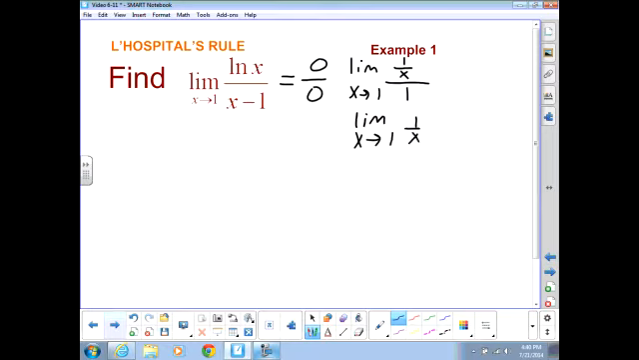And now see how I just neatened it up a little bit there? That's sometimes going to be helpful just to simplify the algebra before plugging back in. It can make your life a little bit easier. Now when we plug in 1, we'll get 1 over 1, which is just 1. So in reality, our overall limit as x approaches 1 of the natural log of x over x minus 1 is just equal to 1.